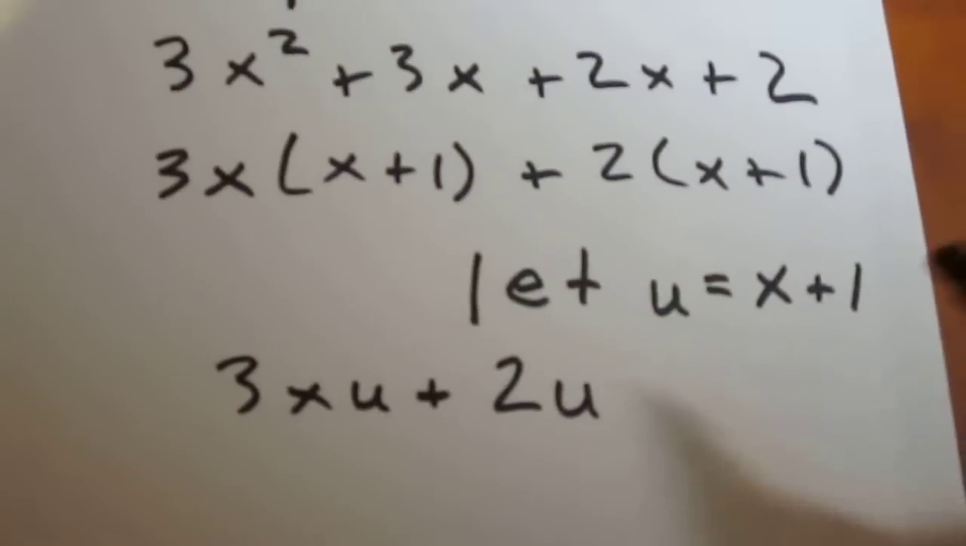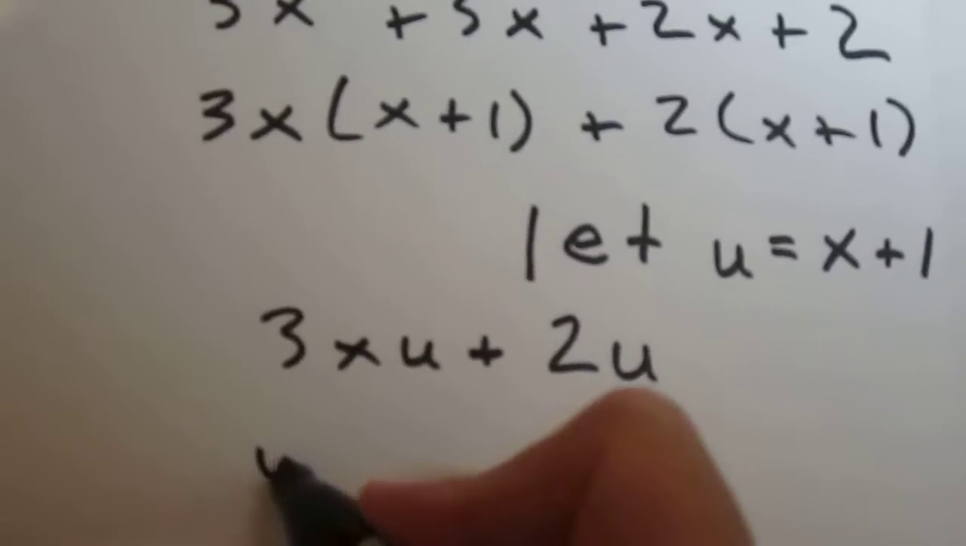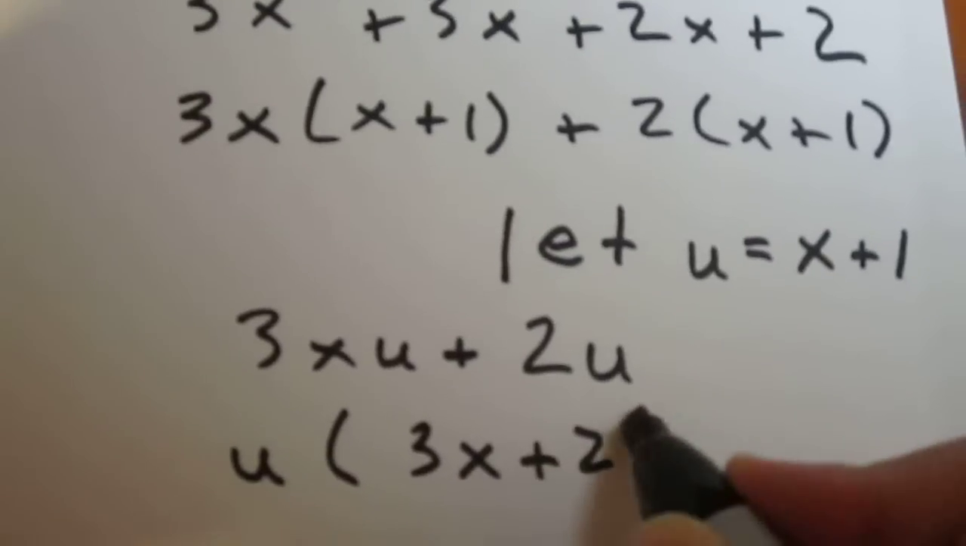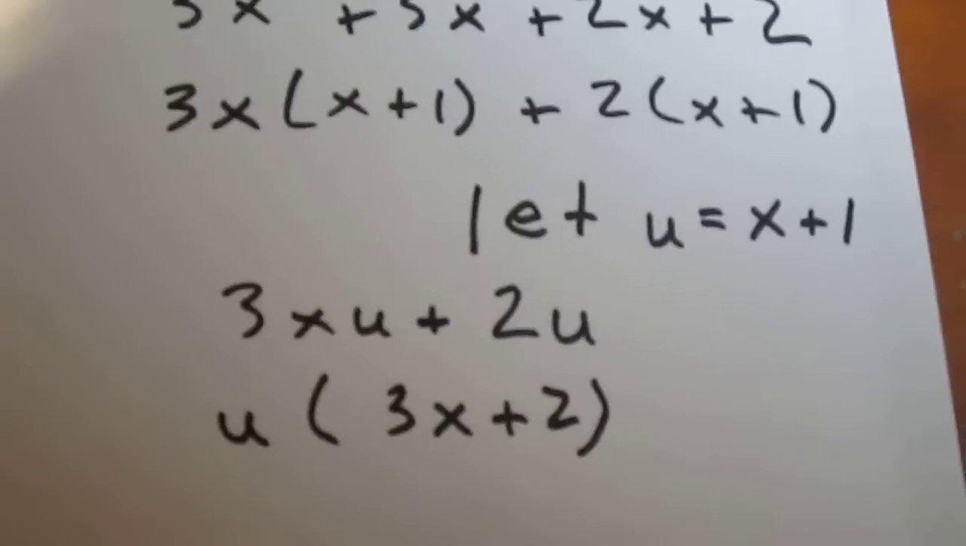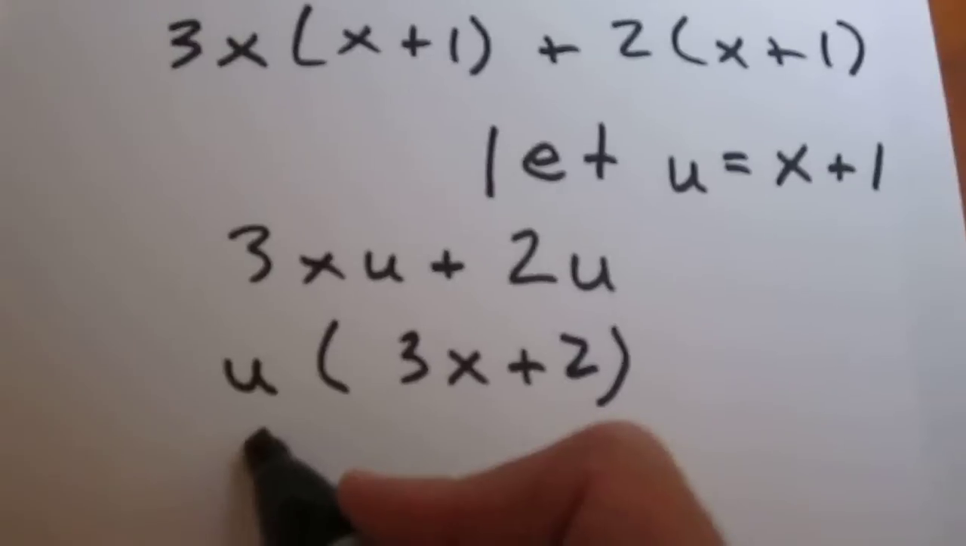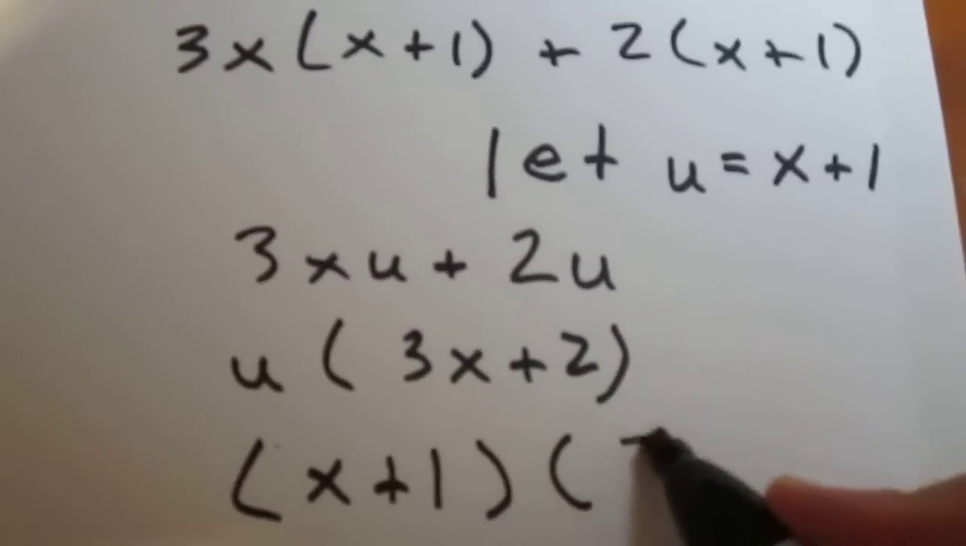And we can now factor out the u from both terms. And we're left with 3x plus 2. And if we do that, we can then substitute the u back in, and we're left with x plus 1 times 3x plus 2.